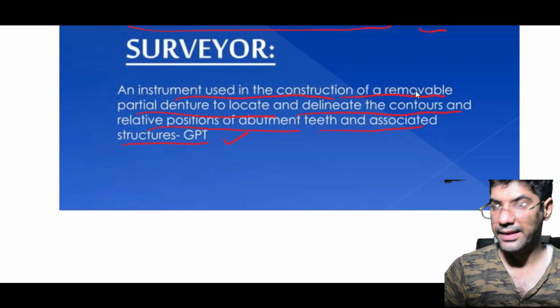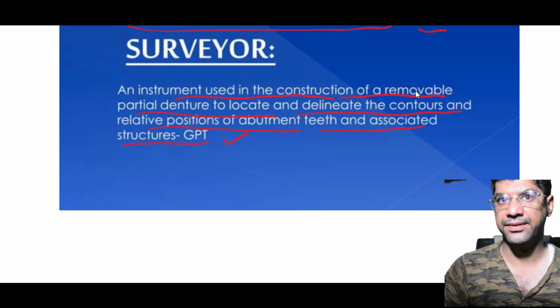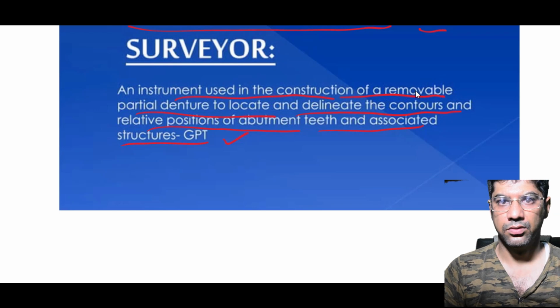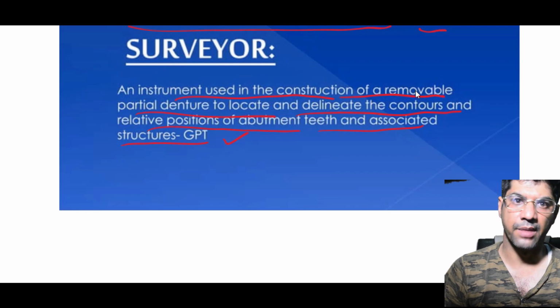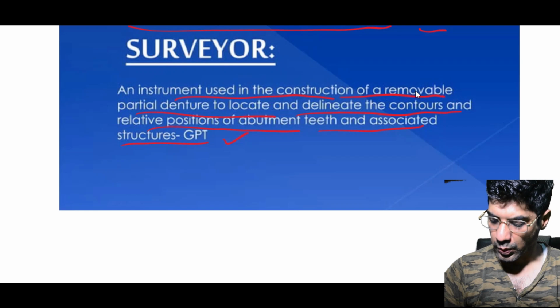Surveying, remember, is the first step involved in the design of the RPD. It involves examining and analyzing the contour and position of the abutment teeth and other structures on the cast. That helps in accurately designing the RPD by understanding the intraoral contours.